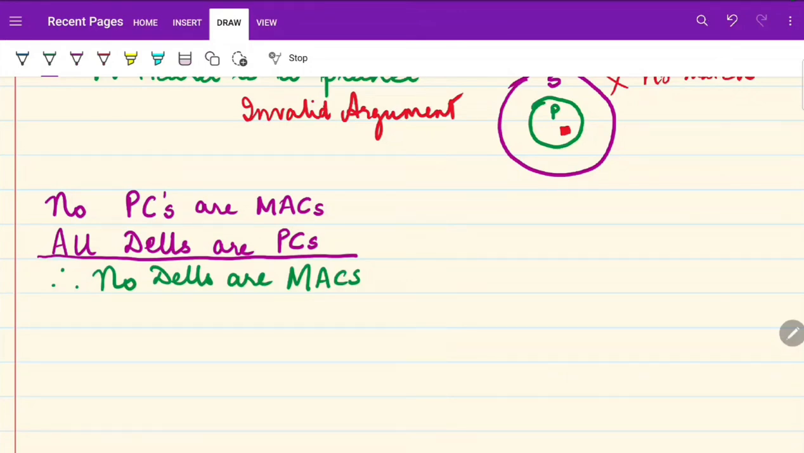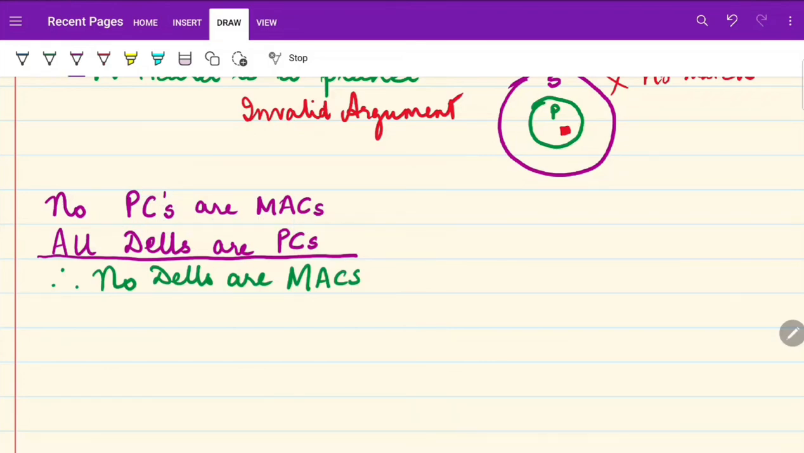Let's take on another example. This one says no PCs are Macs, and then the second premise says all Dells are PCs. The conclusion is, therefore, no Dells are Macs. So we have to decide whether this is a valid argument or not. Again, we'll start by drawing the Euler diagram for the two premises, all right? So we'll go one at a time. No PCs are Macs. So how would this diagram look like?